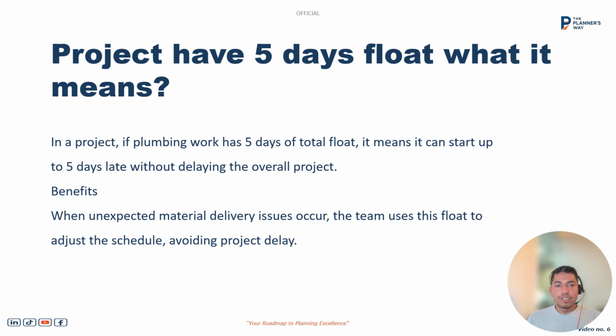Let me explain further what the float is, using an example of an activity. If a project has 5 days total float, what does it mean? Let's suppose we are doing a plumbing task and we have a total of 5 days float in that schedule. It means the start can be delayed by 5 days without affecting the overall project deadline given by the client. And the benefit is, when the expected material delivery is delayed or an issue occurs, we know how much time we can delay.